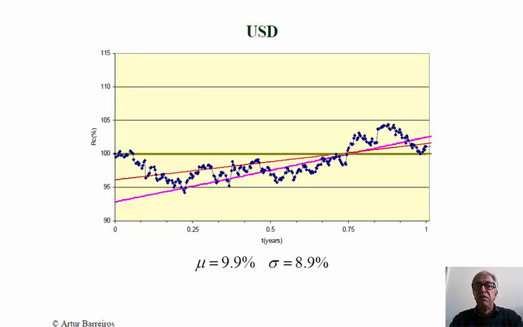And now let's look in more detail at the two currencies that deserve our attention in this video, the US dollar and the Japanese yen. In this figure, we have the evolution of the index of the US dollar. And what we can identify is a strong upward trend of 9.9% and a standard deviation of 8.9%. In the short term, we can see that the index was correcting and that it is now recovering.